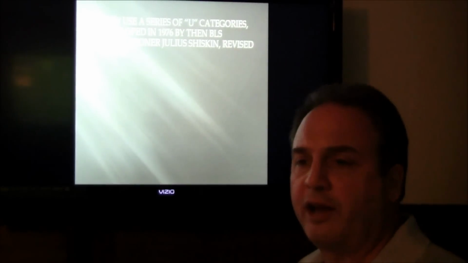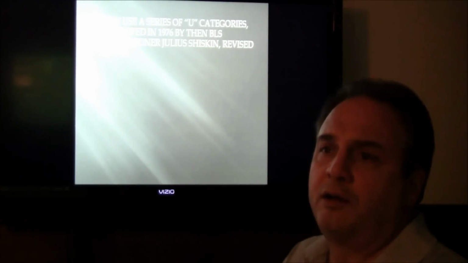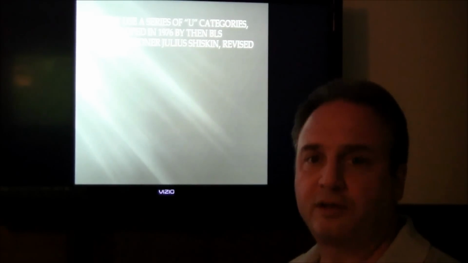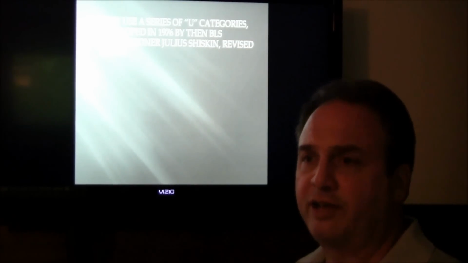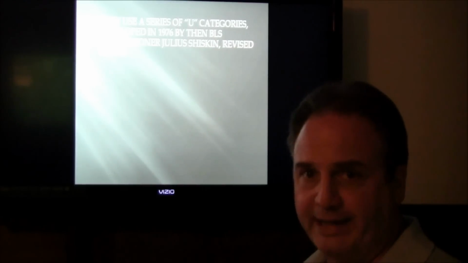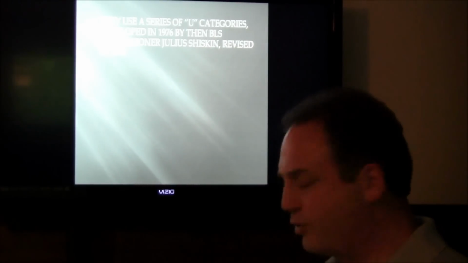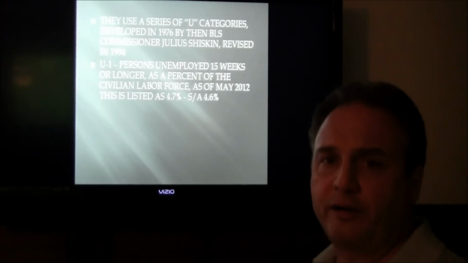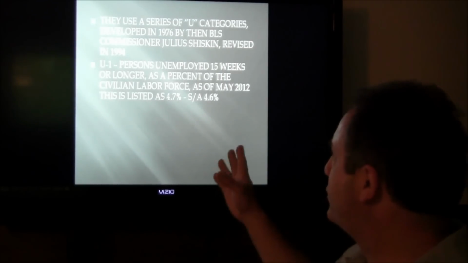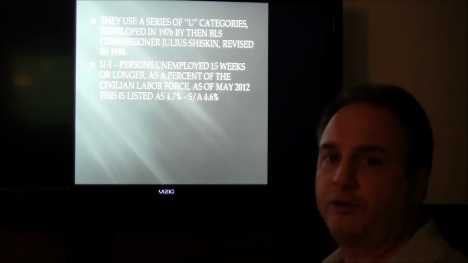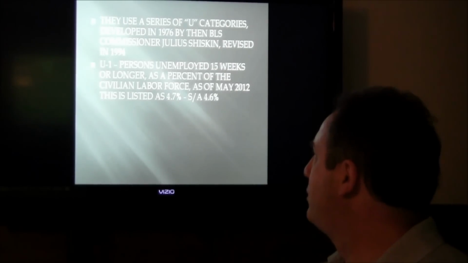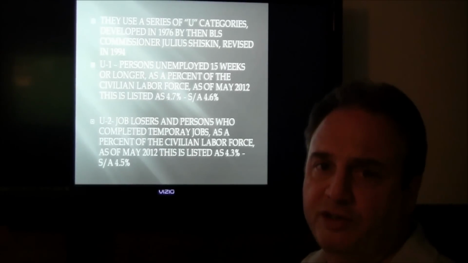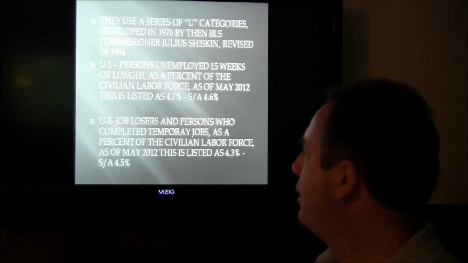Now what they do is they came up with a series of U numbers. There's 6, U1 to U6, in 1976, developed by the commissioner at that time. And it was revised in 1994. Now U1 are persons unemployed 15 weeks or longer. Now that was 4.7%, seasonally adjusted to 4.6 in May 2012.